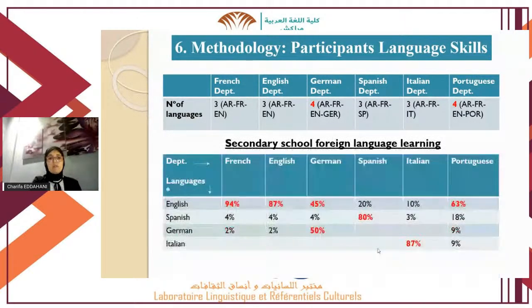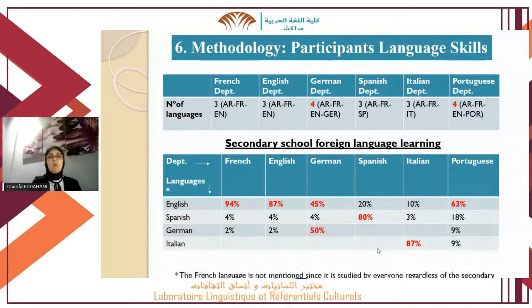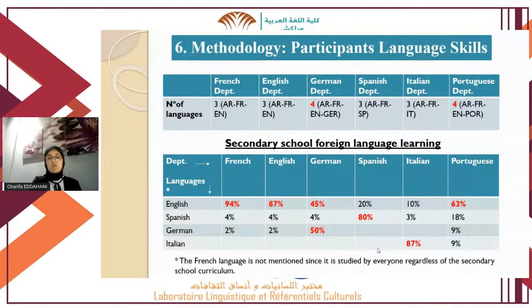And you can see here the choices of foreign languages studied at the secondary school. So in the case of students from the French department, they studied English. Students from the German department, as you can see here, half of them studied English and the other half German. Spanish, they could study Spanish at the secondary school because it's available, Italian as well. Portuguese, 63% of the students enrolled at the Portuguese department studied English, obviously because there is no Portuguese in the secondary school.